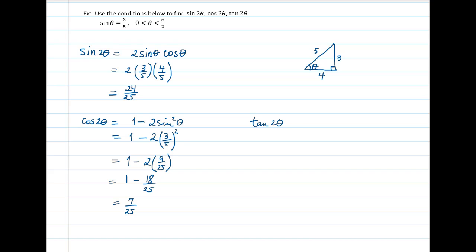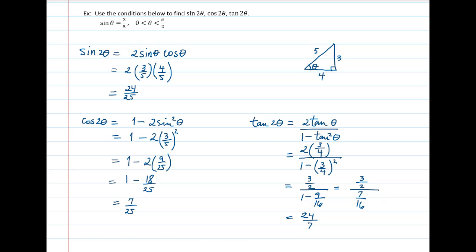In the same way, we're going to find tangent of 2 theta. We use our formula for the tangent of the double angle: 2 times tangent of theta over 1 minus tangent squared of theta. Tangent of theta from our triangle is 3/4, so we just start plugging everything in here. Once we have the right identity, the rest is pretty straightforward. It's plugging in the values that we found, and then we evaluate and simplify as much as we can. After a little bit of work, we get that tangent of 2 theta is equal to 24/7.